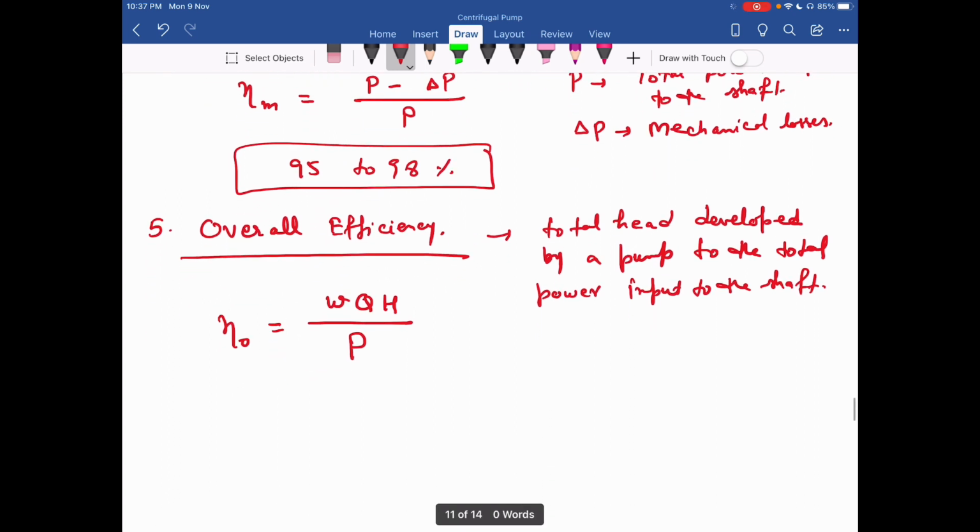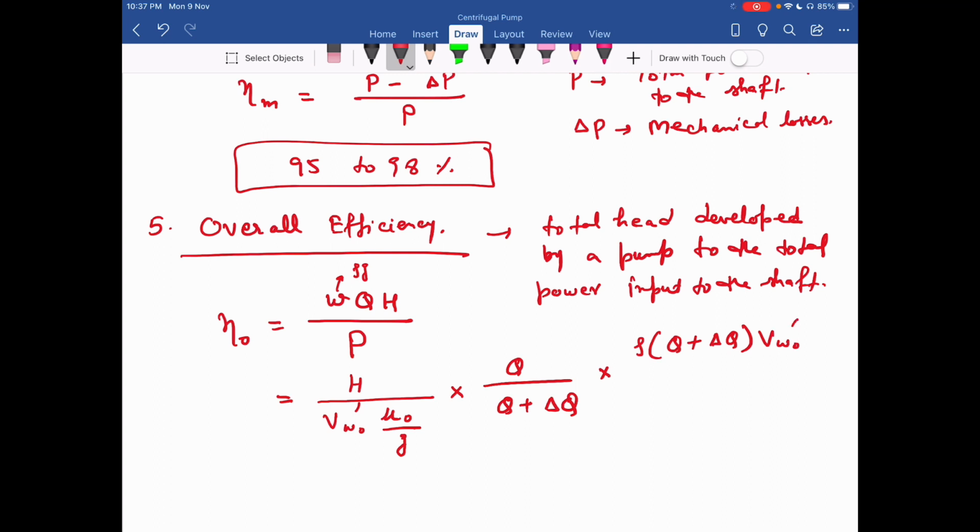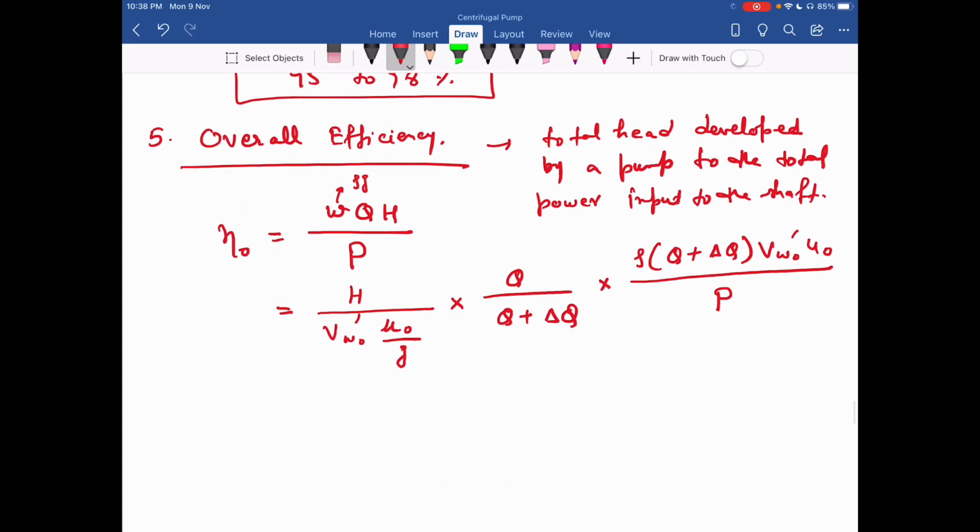Now further I can write this, with rho g for w, as H divided by Vw0 dash U0 divided by g, into Q upon Q plus delta Q, into rho g (Q plus delta Q) Vw0 dash U0 divided by P. So that is eta O equal to, now this is my hydraulic efficiency, into volumetric efficiency, into mechanical efficiency.